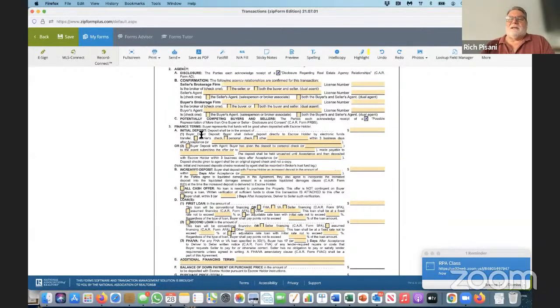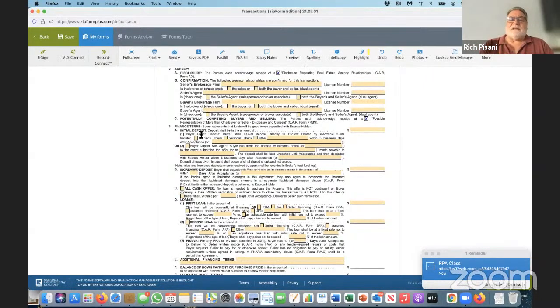Financial terms. The initial deposit, we like to see 3% as an earnest money deposit. We'll talk a little bit more about that going forward, but you usually put 3%. Now in Northern California, they don't do 3%. They do like 1,000. They do 5,000. They do things differently. Different markets do things differently.